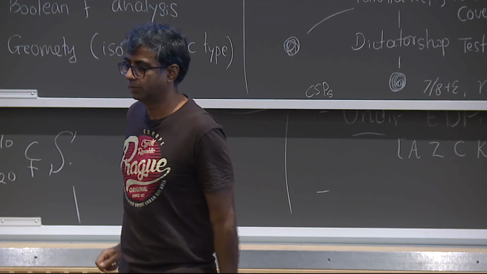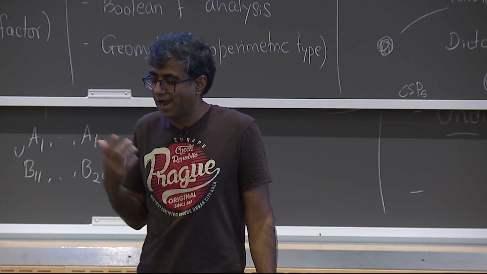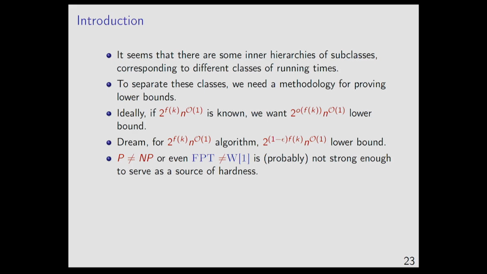Okay? So what would it take to separate these classes? We need some methodology for proving lower bounds. Ideally, what you would like to show is that f of k times n to the power big O of 1 is possible, and little o of f of k is not possible. So the dream would be that 2 to the power f of k is possible, and a 2 to the power (1 minus epsilon) f of k lower bound holds. So a tight lower bound for every kind of thing. P not equal to NP, or even FPT not equal to W1, is probably not strong enough to serve as a source of hardness for these kinds of fine-grained complexity classifications. But if we are pessimistic enough, sometimes dreams come true. So people were pessimistic enough that their dream came true.